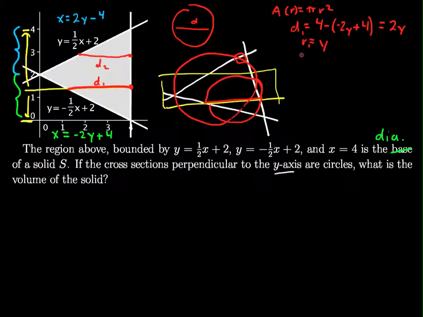This other section, diameter 2, the outside function is still this vertical line x equals 4. The inner function is determined by this 2y minus 4, so I get 4 minus (2y minus 4). Not quite as nice as previously, because the 4's don't cancel, but I will get 8 minus 2y. And that means that my radius is 4 minus y.